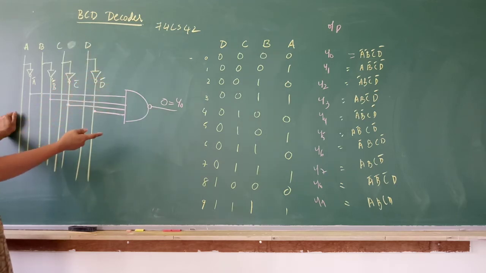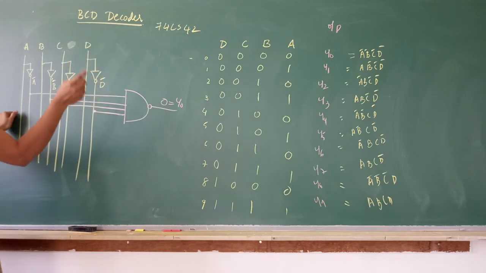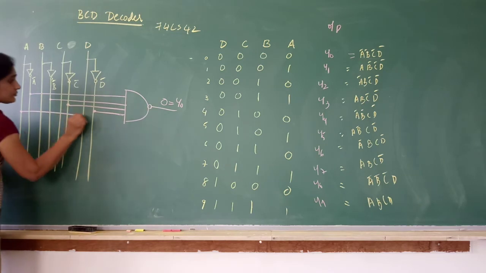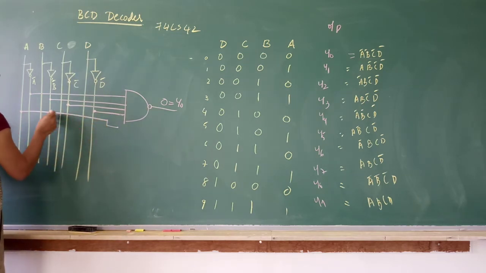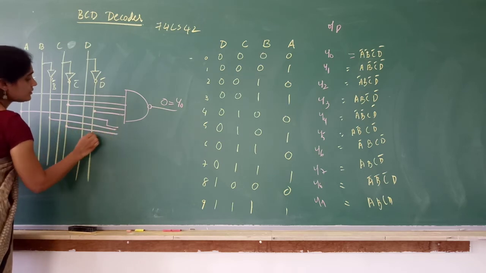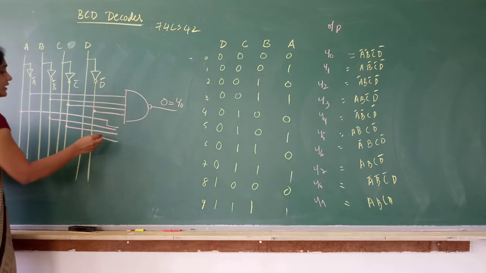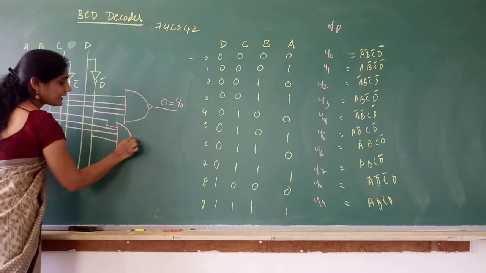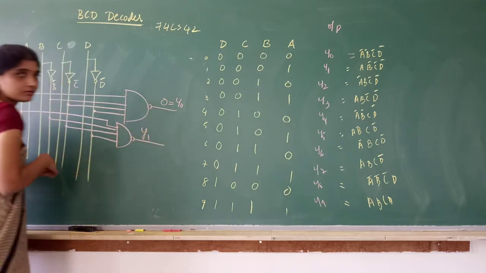Next, what is the equation for Y1? A bar, B bar, C bar, D. Take A bar, B bar, C bar, D. Give this to a second NAND gate, and that gives the output Y1.